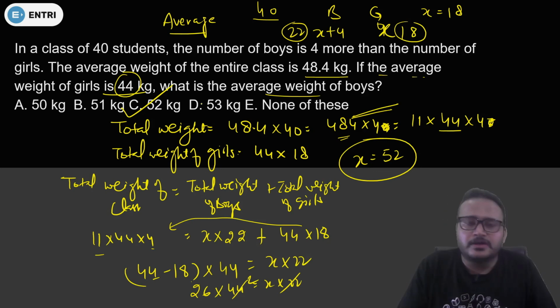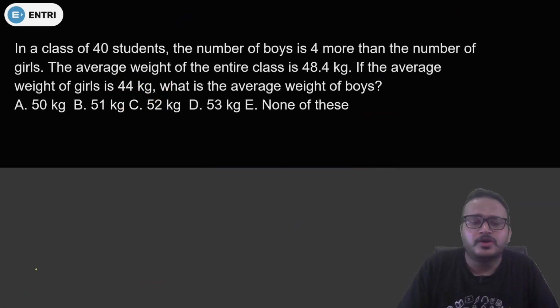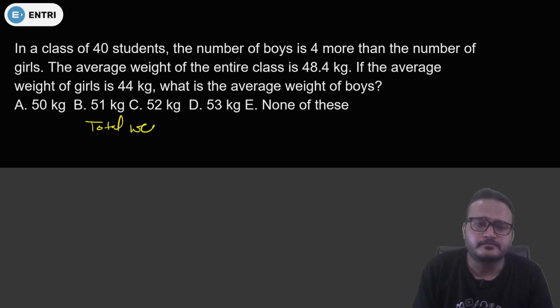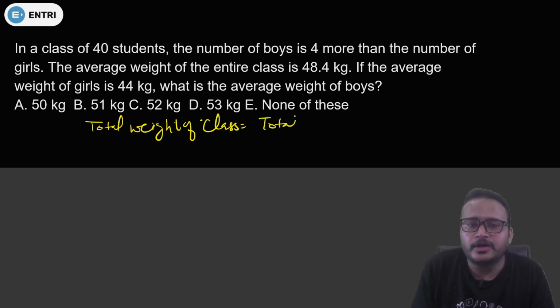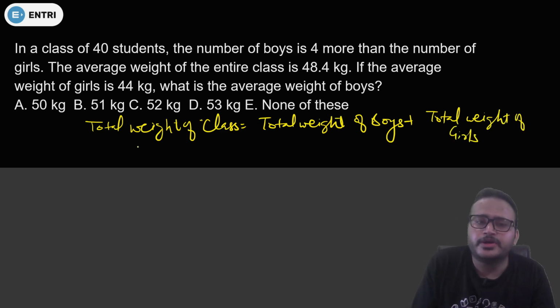So guys, you do not need to do anything else. You just need to go with the stepwise approach. You just need to take care of one thing. If there are only boys and girls in the class, then this type of question comes every year in the banking exam, guys. Total weight of class equals total weight of boys plus total weight of girls. This is the only funda you need to adapt here.